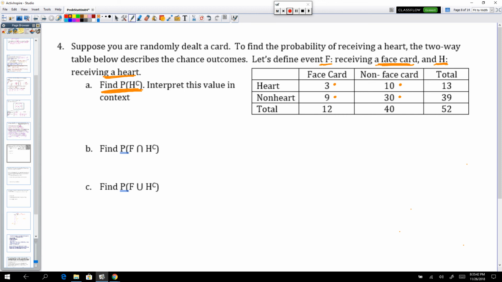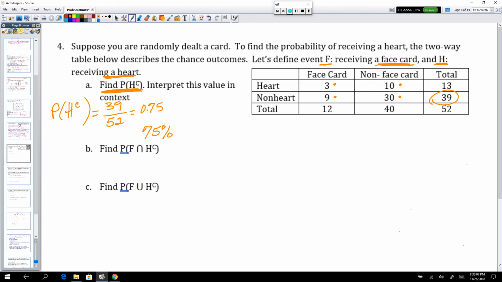All right, let's look at our table. How many non-heart cards are there? 39, right? Probability of not being dealt a heart is 39 out of what? Out of 52. Hopefully everybody's shouting out of 52. Now that gets down to a 0.75 or 75%.